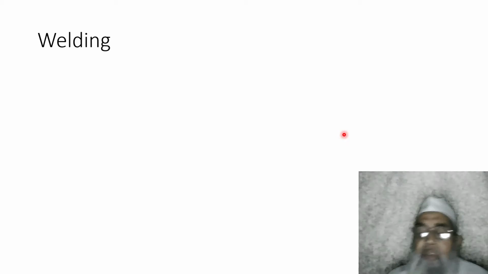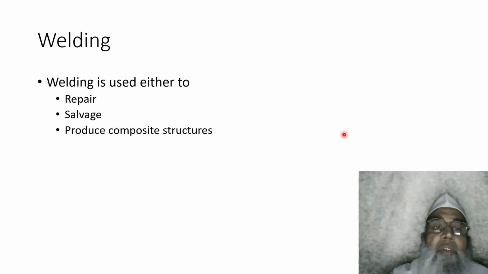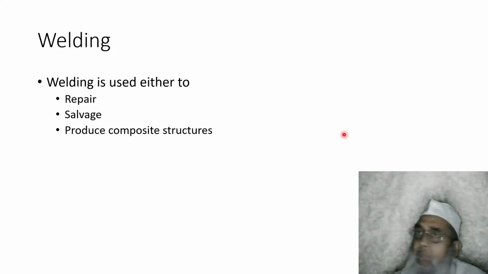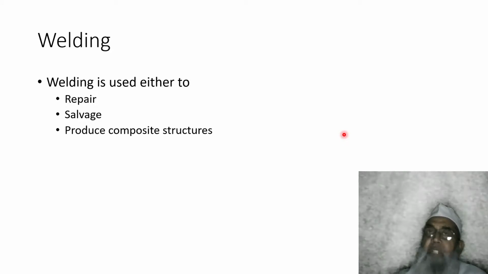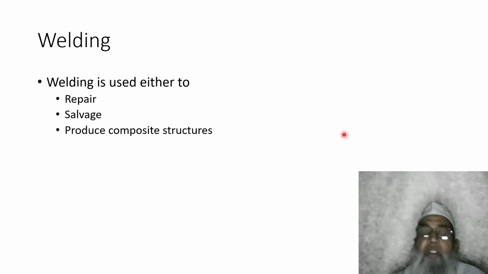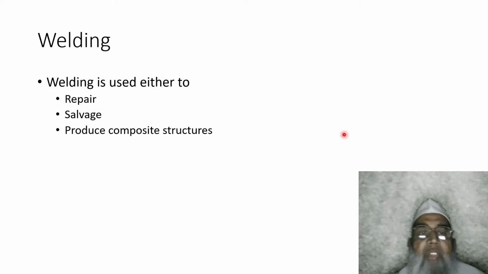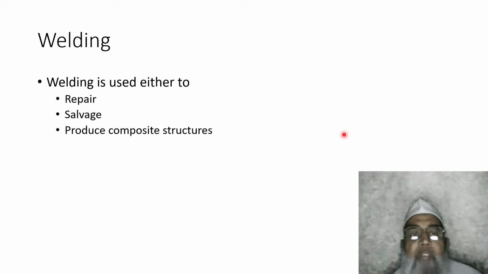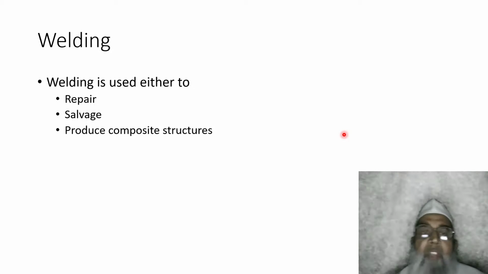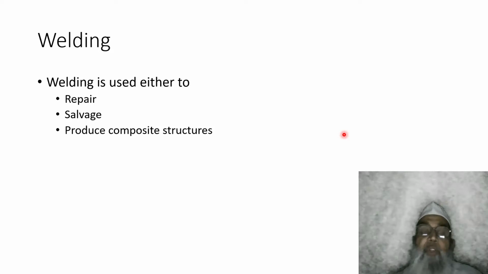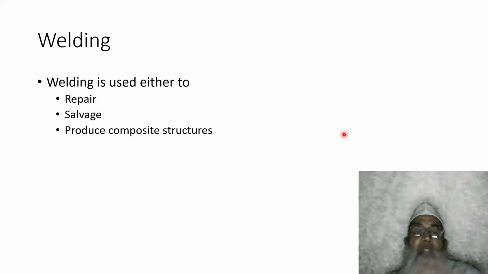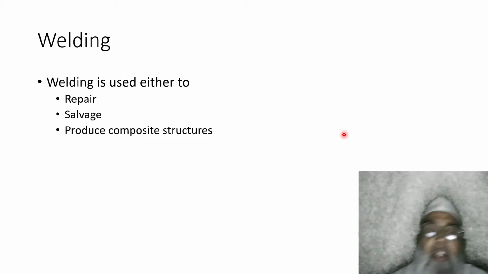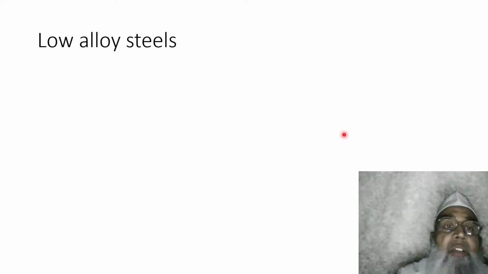Now, if the material has certain surface defects, they can be repaired or salvaged. Or if the structure is very big, then we can produce small parts and weld them together so that we can have a composite structure.